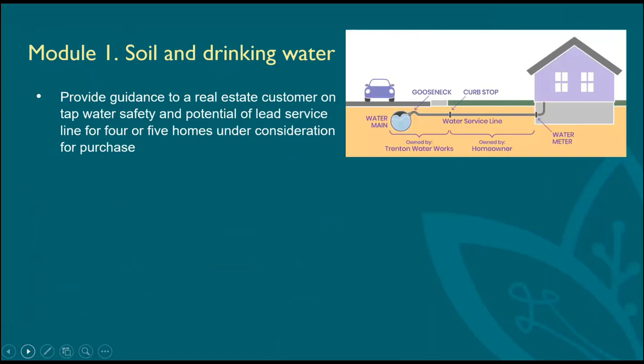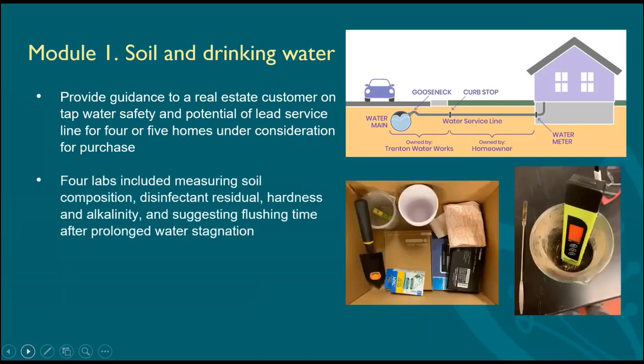So for module 1, we had this scenario where there was a customer, Mrs. Sarah Customer actually, and her goal was to purchase a home. So she was looking at different options. She had 5 or 4 options depending on the number of members in the group that we established beforehand. And she was concerned about the water quality in the potential home that she would buy. Also, she was wondering about the lead concentration in the pipes. So that's why they had to characterize soil. There were 4 lab sessions for this module.